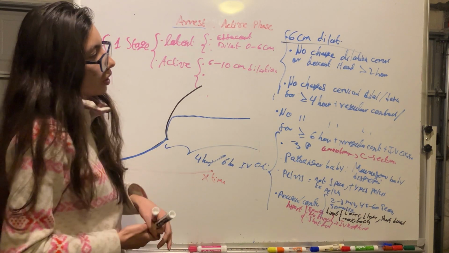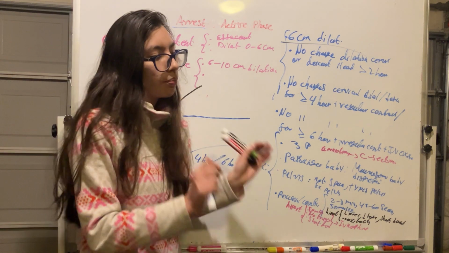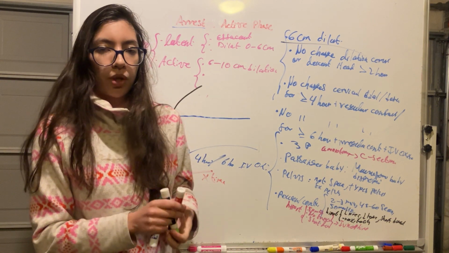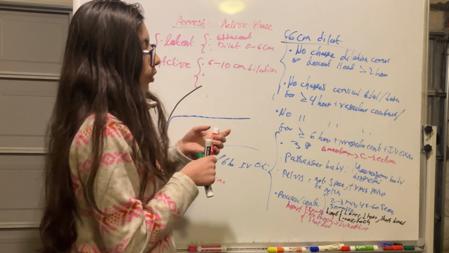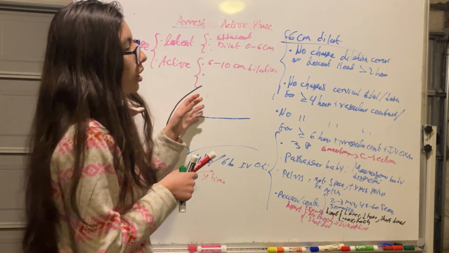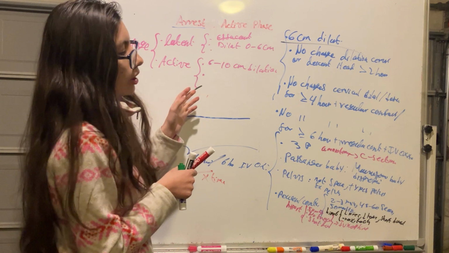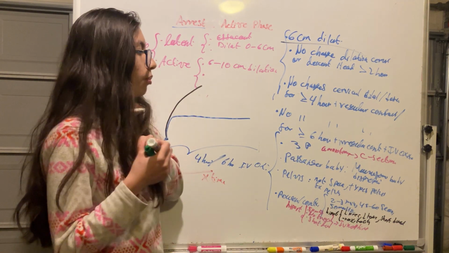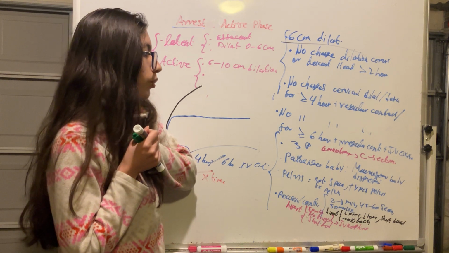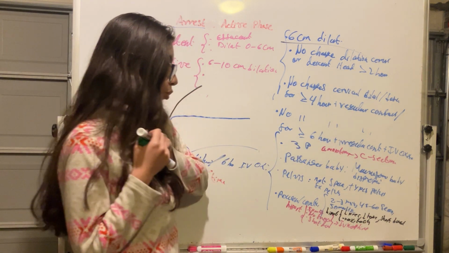So arrest of active phase, simply said, is just no changes of cervical dilation or head descent for more than 2 hours. But going more into the definition, it is no changes in cervical dilation or head descent for more than 4 hours if we have irregular contractions, or more than 6 hours if we have irregular contractions and we're giving IV oxytocin.